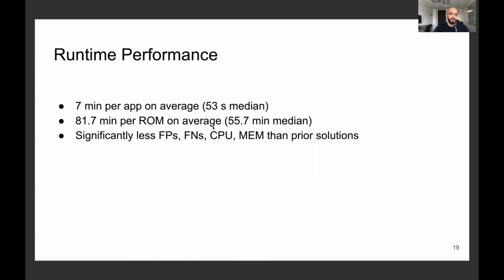In regard to runtime, we incurred about 7 minutes per app on average, only 53 seconds median. And for the full image analysis, we take about 81 minutes per Android image, again 51 minutes median. So there is a tail to these distributions. For accuracy, we actually performed significantly better than prior solutions. We incurred fewer false positives and false negatives, and significantly less runtime overhead as well in regard to both CPU and memory consumption. And you can read the details in the paper.